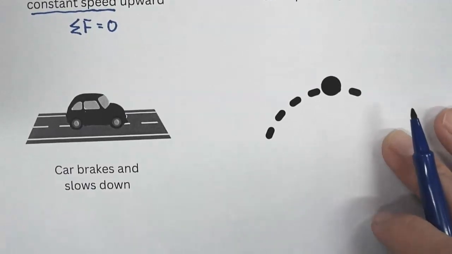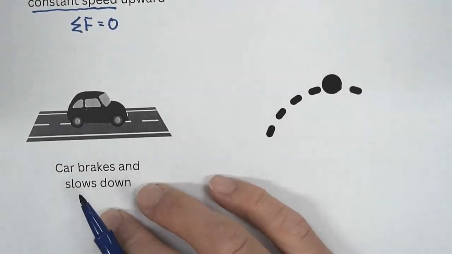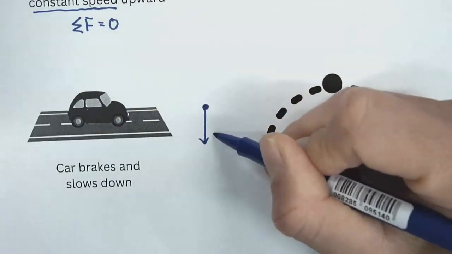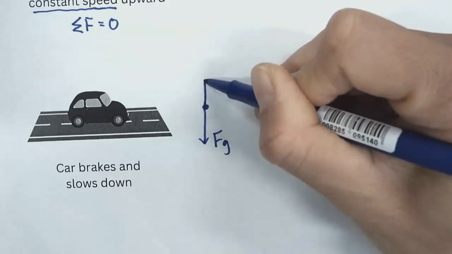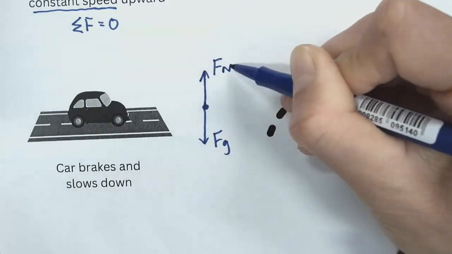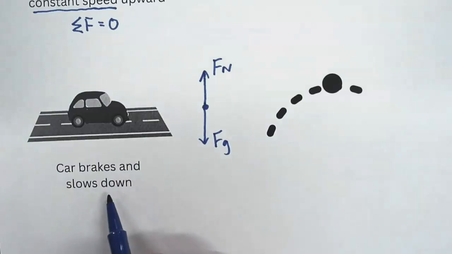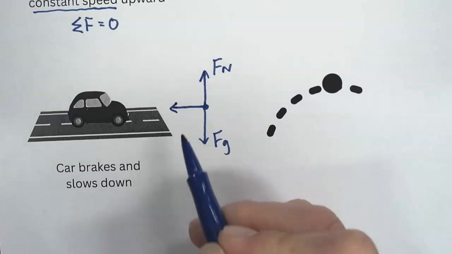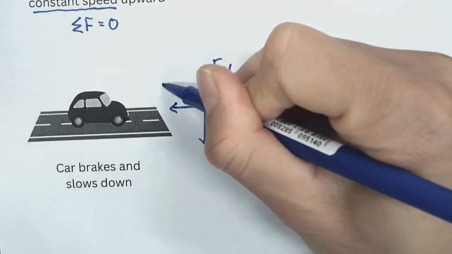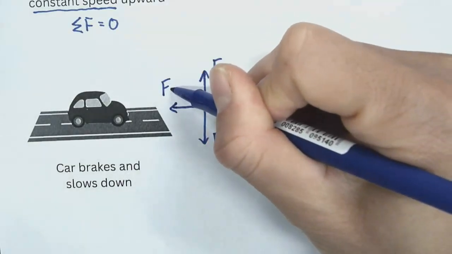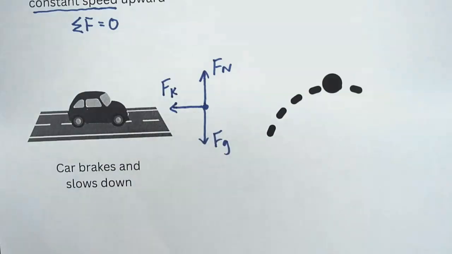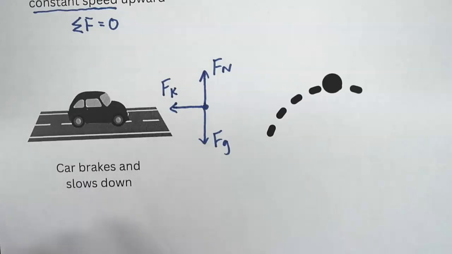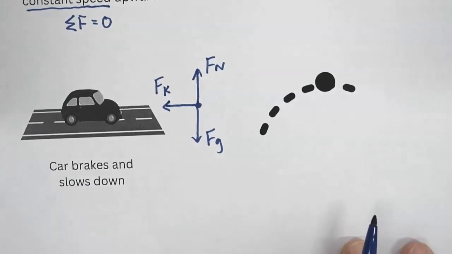All right, now let's take a look at this car. This car is slowing down. We're going to start with gravitational force and normal force. It's balanced because it's not accelerating up or down. It's slowing down. The brake pedal is pushed, and so we are going to have friction, and we'll call this kinetic friction. That's going to be to the left. There is such thing as rolling friction, but for right now, I'm just going to keep it simple. We're going to stick with just kinetic friction to the left.